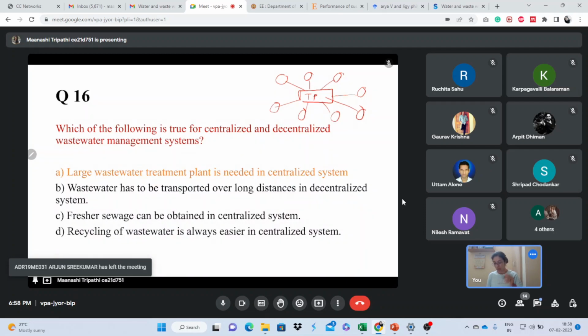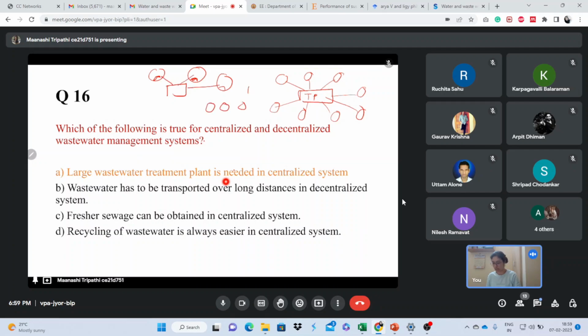But if there are homes which have their individual septic tank, that can also be considered a very small unit of a decentralized system. Or if three homes have one system, and a few other homes have another system, this is called a decentralized system. In a decentralized system, small treatment plants will be needed, many in number but small. In a centralized system, one large treatment plant is needed.